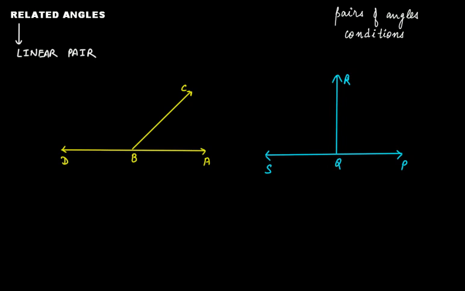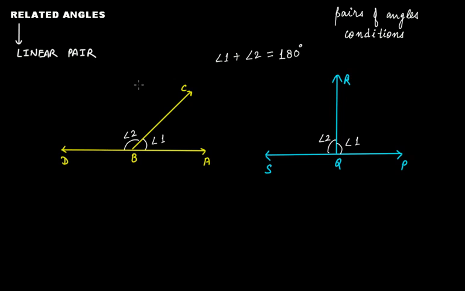Okay. Now, if we represent this angle by angle 1 and this angle by angle 2, then in the case of a linear pair, the most important thing is that angle 1 plus angle 2 in both these cases should be equal to 180 degrees. Now you will say, hey, that means they will be supplementary to each other, right? They would be supplementary to each other. Exactly.